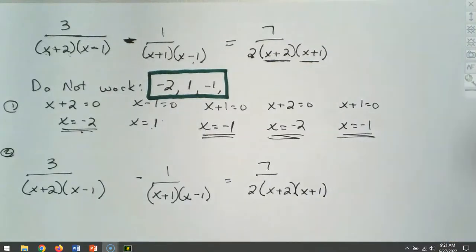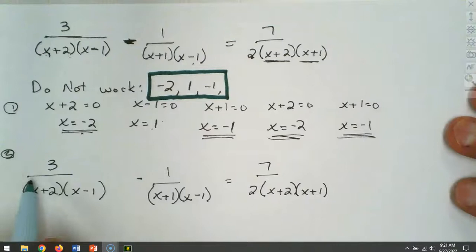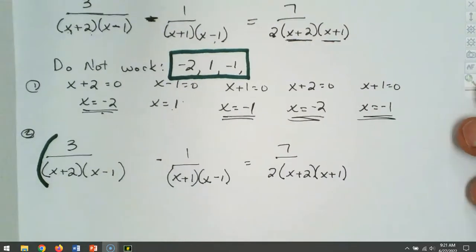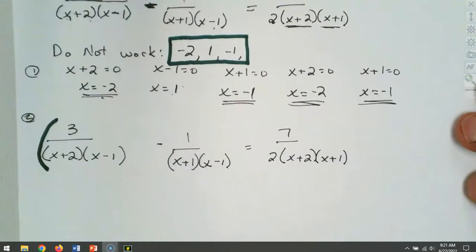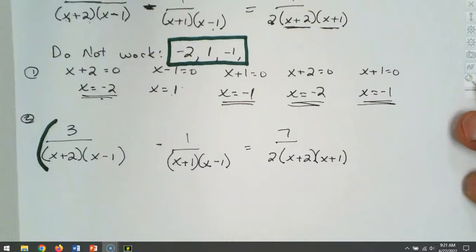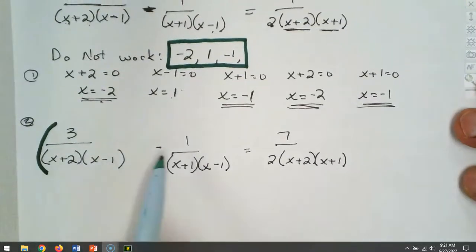And again, I should have left myself some more room, but that's okay, because we're going to have to multiply everything by something to get rid of things. Let's first look at this in terms of the numbers.